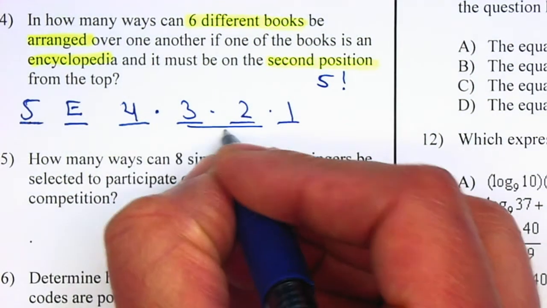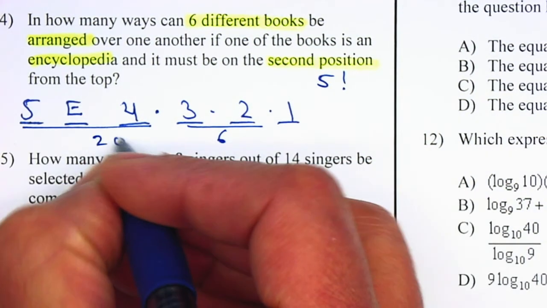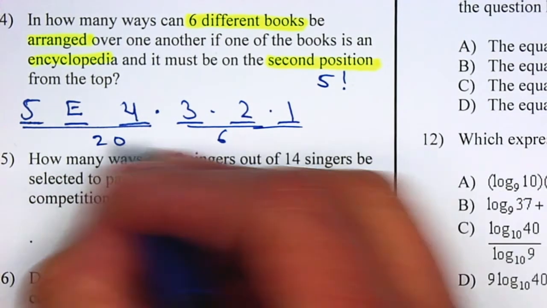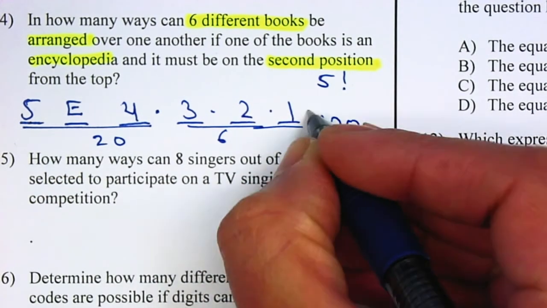We have 6. That will give us 20. 4 times 5 is 20. And that will give us 120 ways.